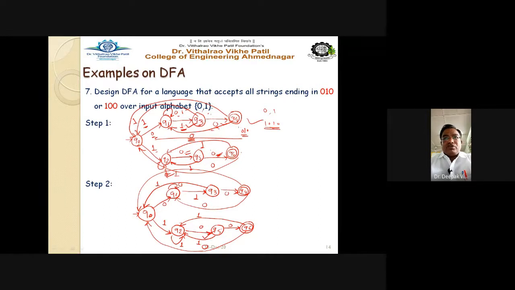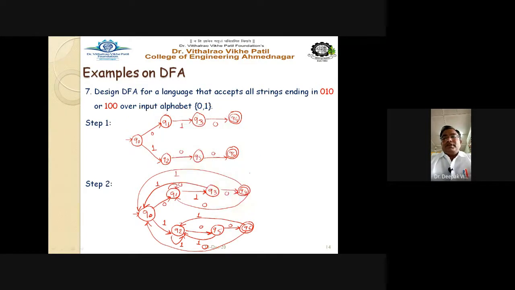On Q6, I cannot make a self loop, because definitely the end will get disturbed. So instead of a self loop, I will take the transitions on 0 and 1 from state Q6 to appropriate states. Getting this point? Okay. Next example.